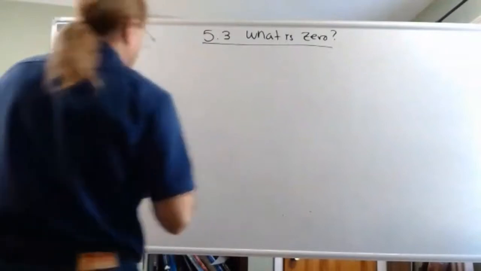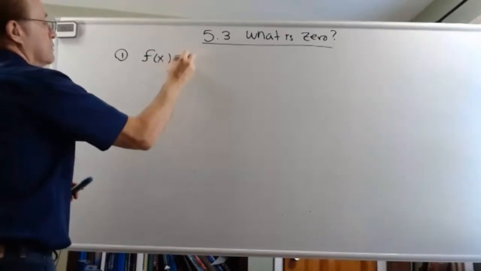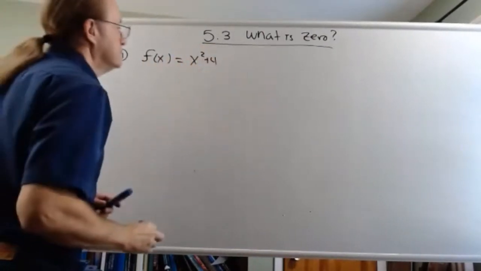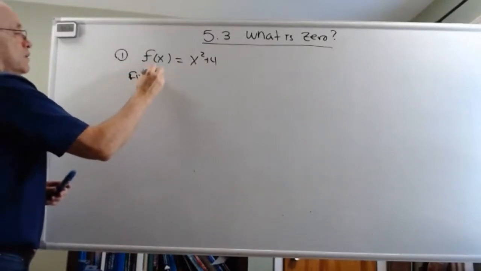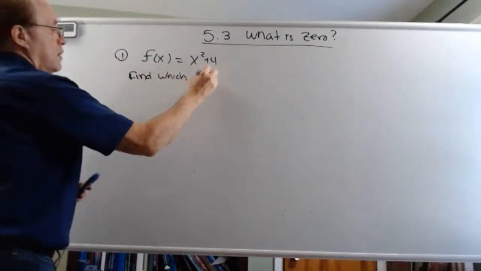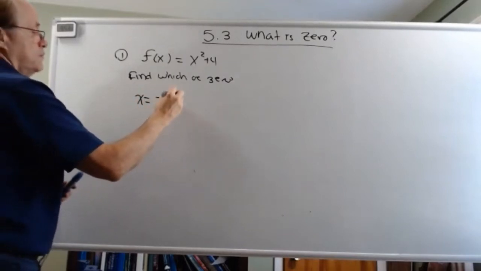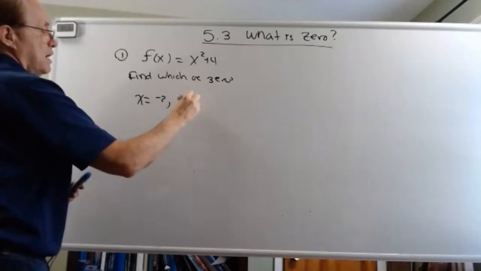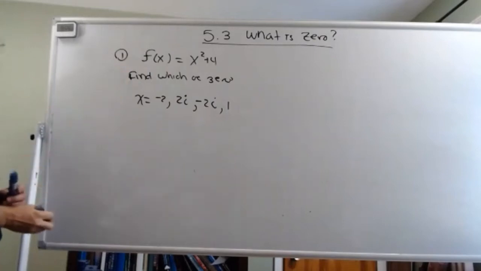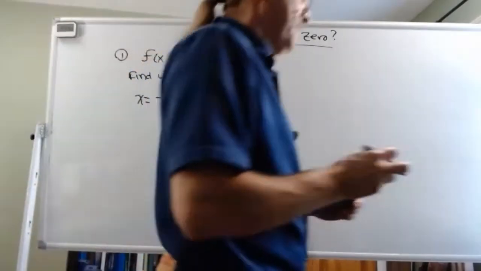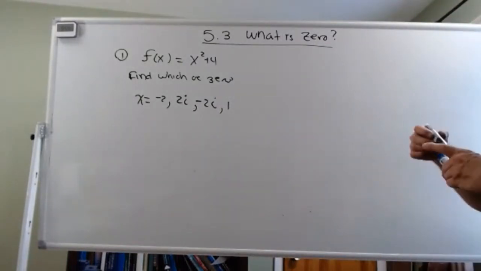So, say for example, I give you this function. The second example, f of x equal to x squared plus 4. And test to see which are zeros. So x is equal to, say, negative 2, 2i, and a negative 2i, and a positive 1. Test those out, and are any of those zeros. So try that and see if you can find if any of those are zeros of that quadratic there.